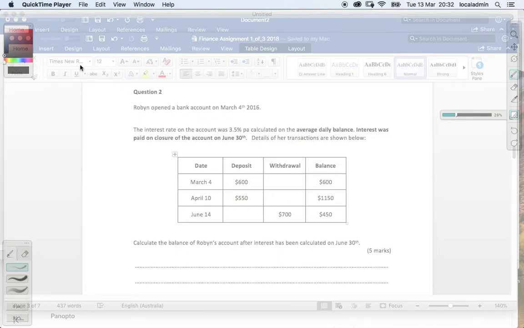So that is some sort of a magic word. However, let's just not worry about that one so far. Interest was paid on closure of the account on June the 30th. Now let's just ignore all of this. Details of our transactions are shown below.